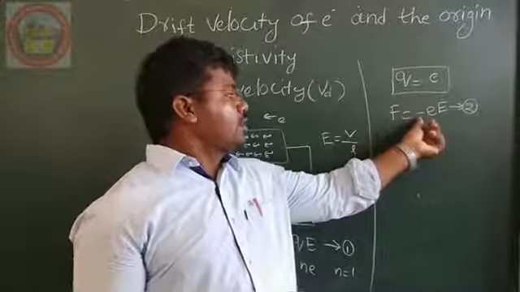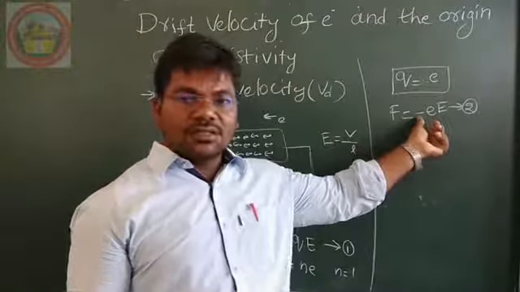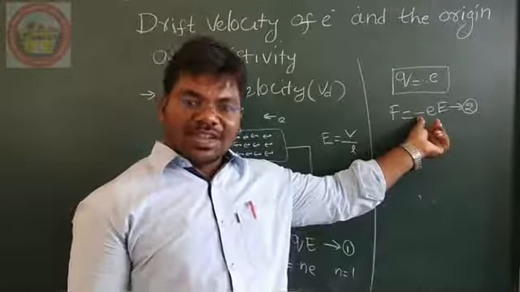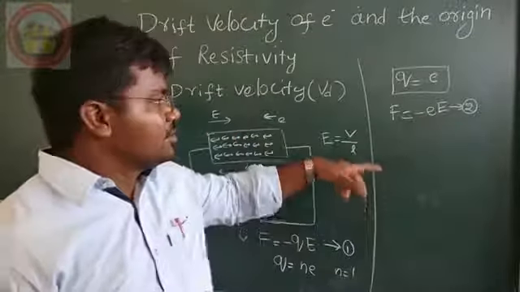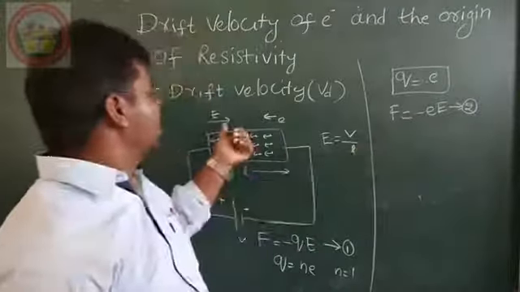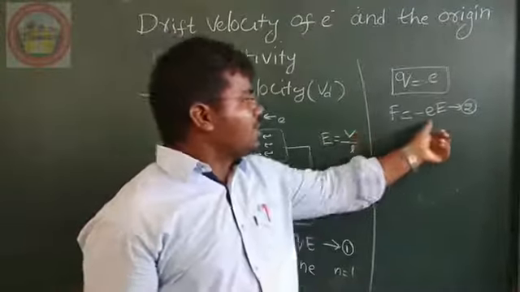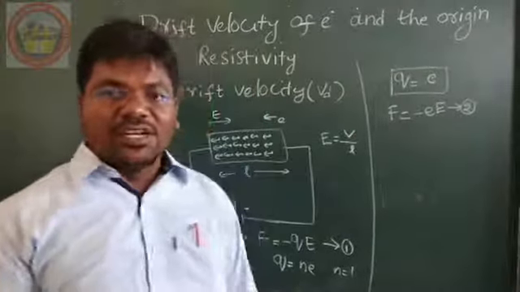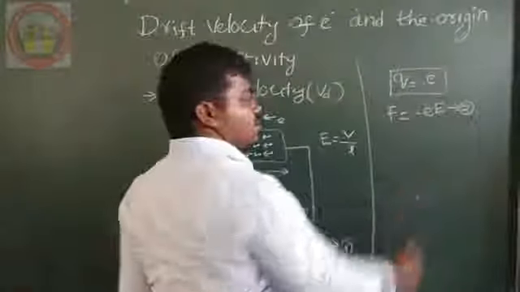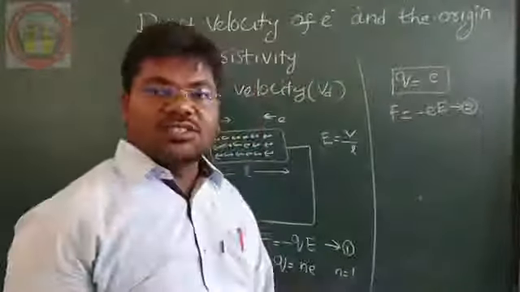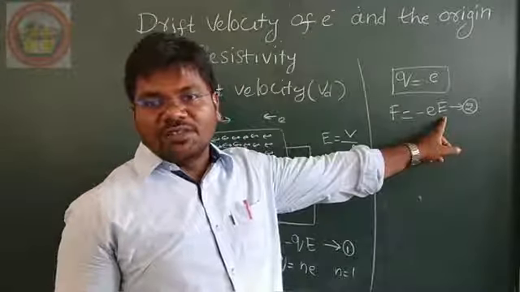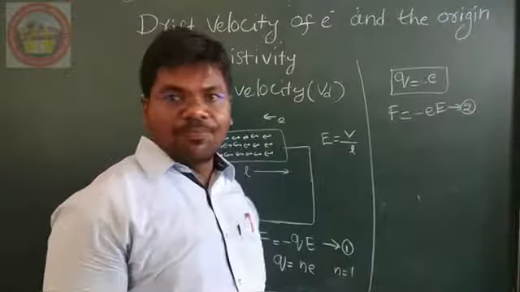Here, why we take minus means the direction of the force on electrons is always opposite to the electric field. Understand? That's why we take the negative sign. What is the charge? Small e is the charge of the electron, and capital E is the electric field.